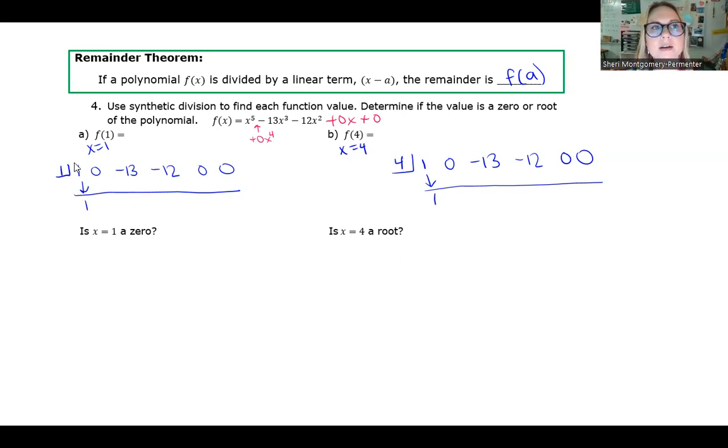So I'm going to start here. You drop it like it's hot. So you start with 1. 1 times 1 is 1. 0 plus 1 is 1. 1 times 1 is 1. Negative 13 plus 1 is negative 12. Negative 12 times 1 is negative 12.